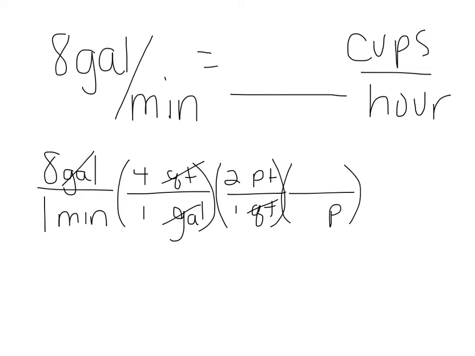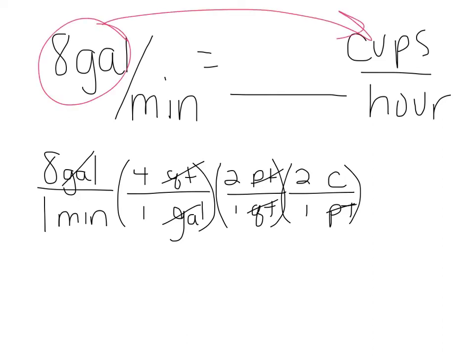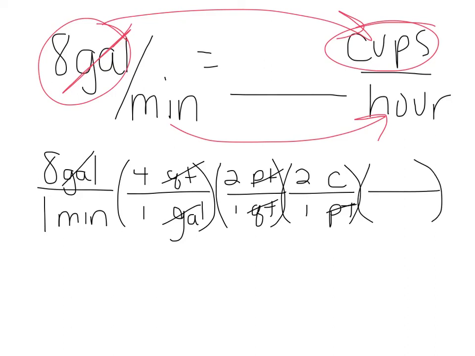Okay, now pints is going to go to cups. And then again, there are 2 cups in 1 pint. Okay, so that got us from gallons to cups. So gallons is gone, and now I'm at cups. Now I have to get rid of the minutes and go to hours. So I need one more bracket here. So I have my cups.